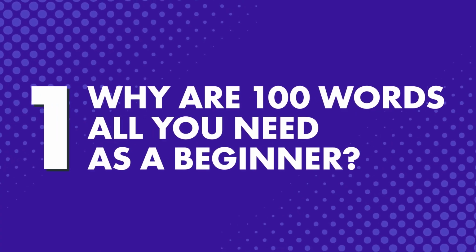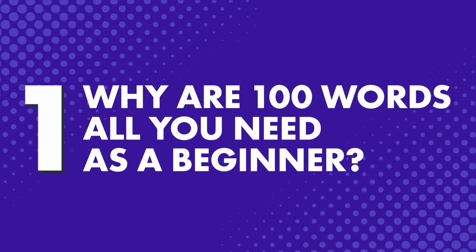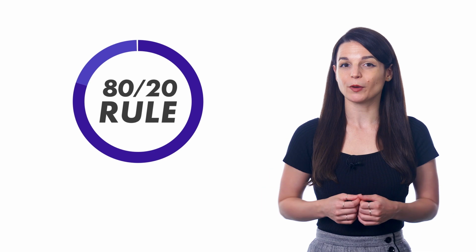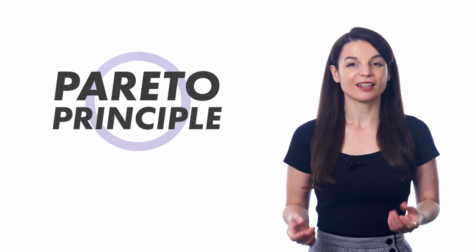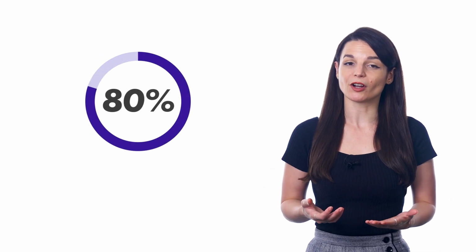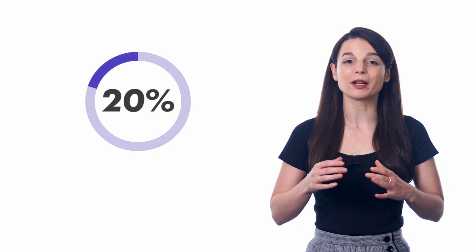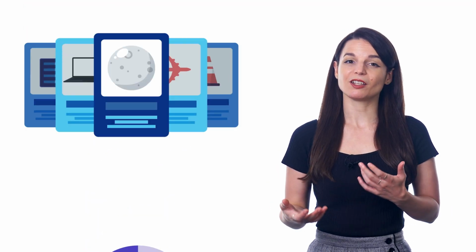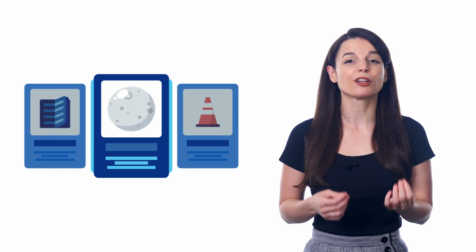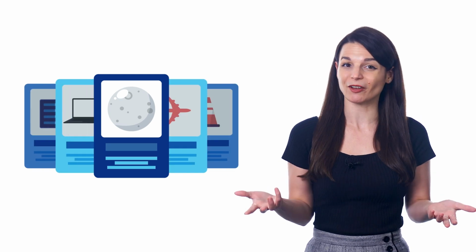First, why are 100 words all you need as a beginner? Because overwhelming yourself with 1,000 words is not a good way to learn. And because of something called the 80-20 rule, or the Pareto principle. This states that 80% of your progress and results will come from just 20% of what you've done, meaning you'll get the best results from focusing on a few things instead of trying to do everything.